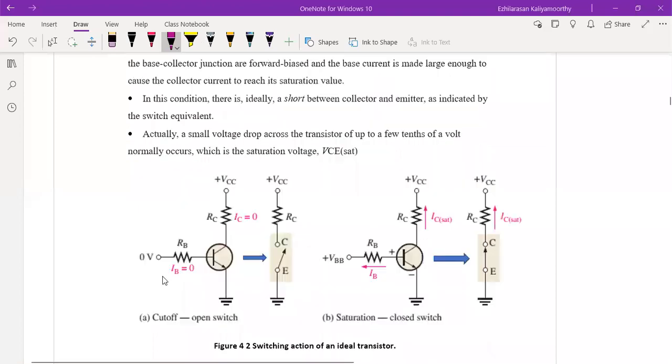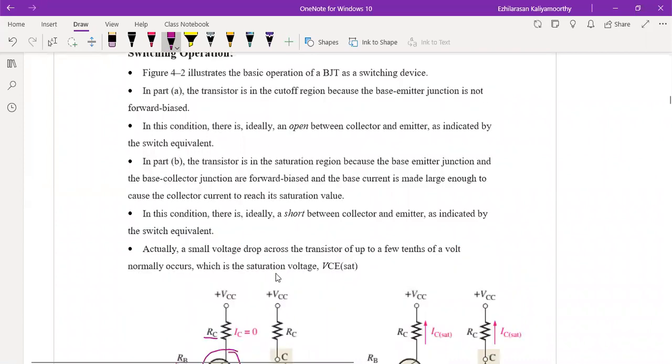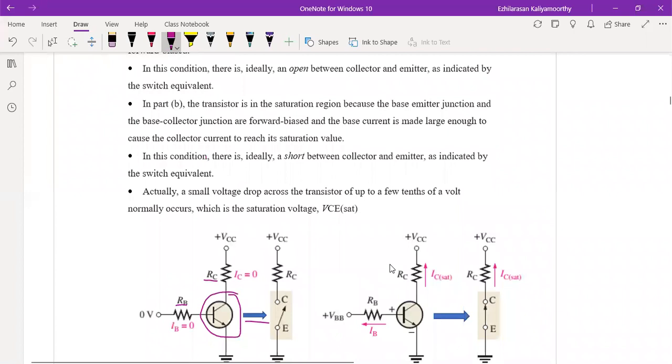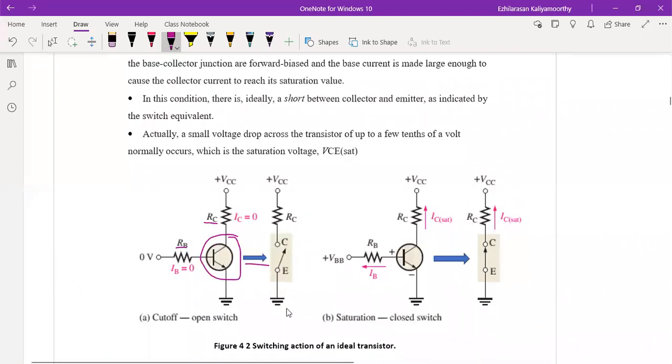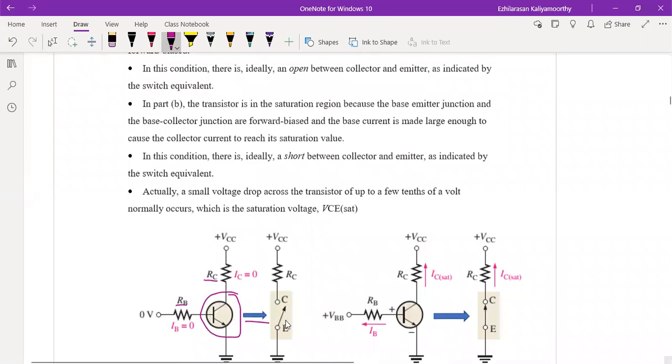Now, let us see this figure here, which is showing the switching operation of an ideal transistor. This is the ideal transistor shown here. We connected the proper resistances, that is RC and RB, and the equivalent switch is shown here. This figure illustrates the basic operation of the BJT as a switching device. In this condition, there is ideally an open between the collector and the emitter, indicated by the switch equivalent. See here, this is open.